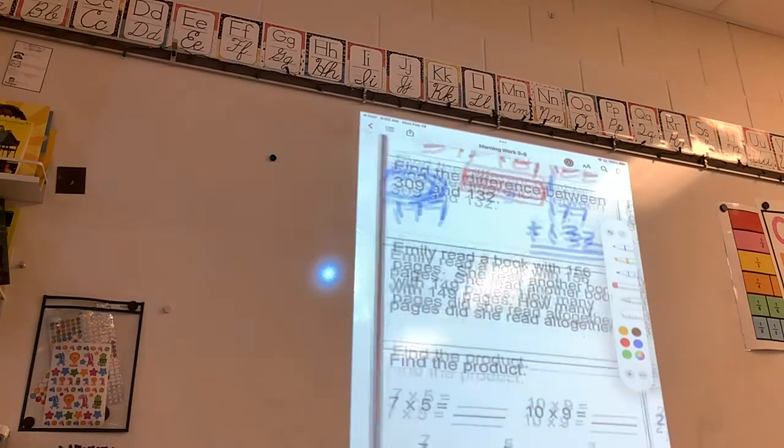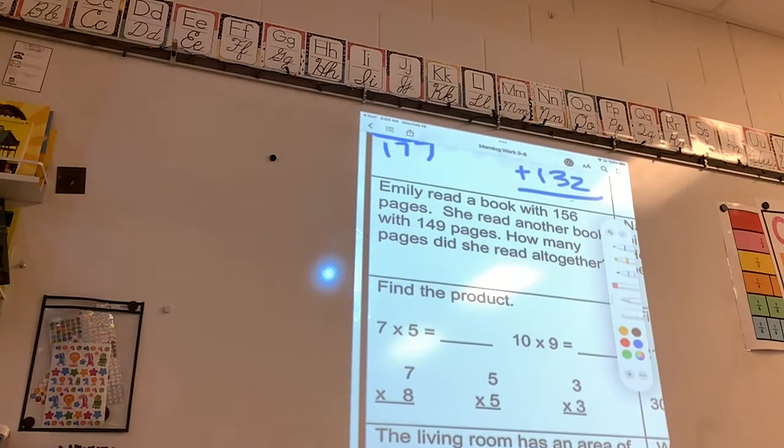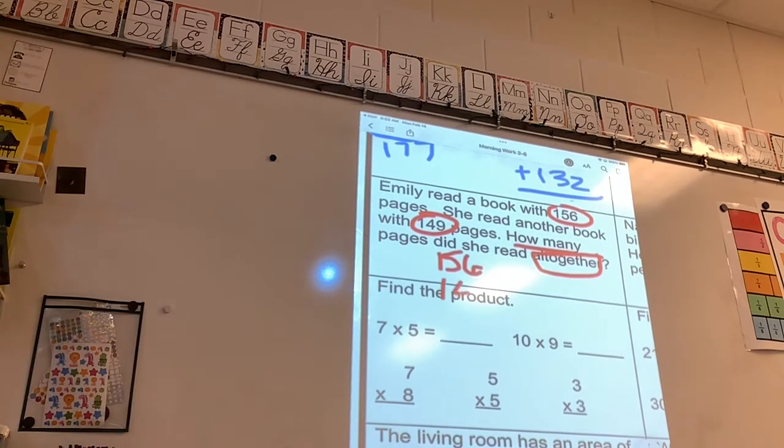Okay? Emily read a book with 156 pages. She read another book with 149 pages. How many pages did she read altogether? Altogether shows that we are adding because there are no keywords that say each. So 156, 149, 6 plus 9? 15. 18, carry my 1. 1 plus 5? 6. 6 plus 4 is 10. Carry my 1 again. And then 1 plus 1 plus 1 is 3. Yay. So 305.